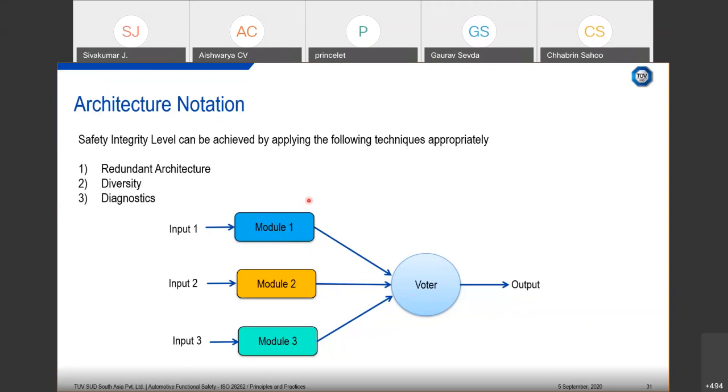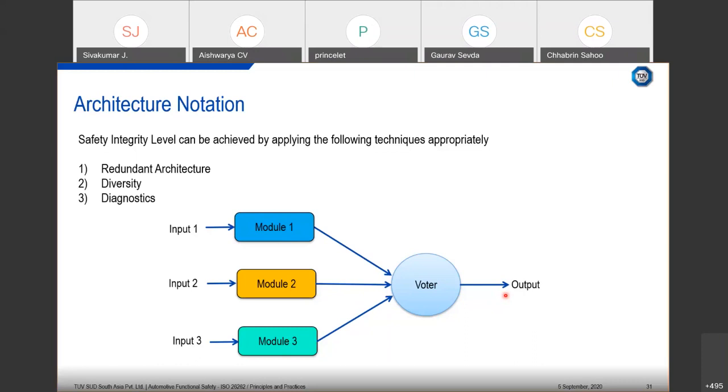In case there is a failure in module 1, the system can still operate based on the input available from module 2 and module 3. Based on that, it can take the decision and continue the operation. So in this way, it's a fault tolerance kind of system, or fail operational system.